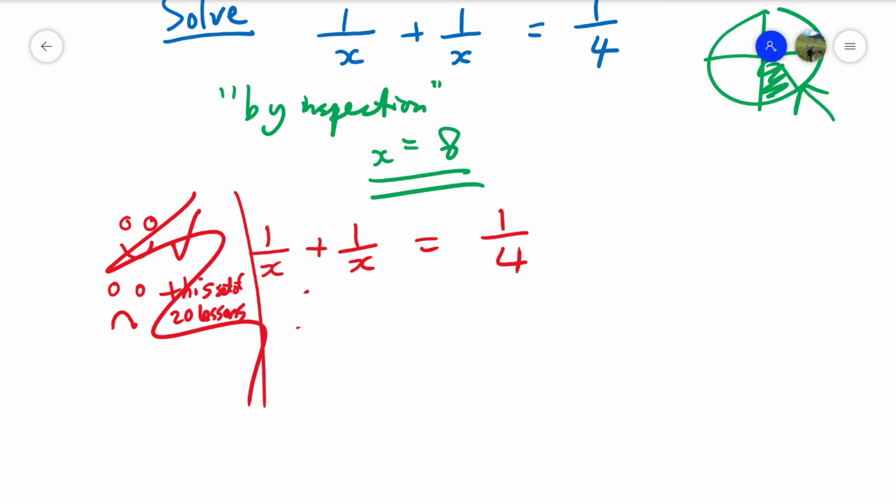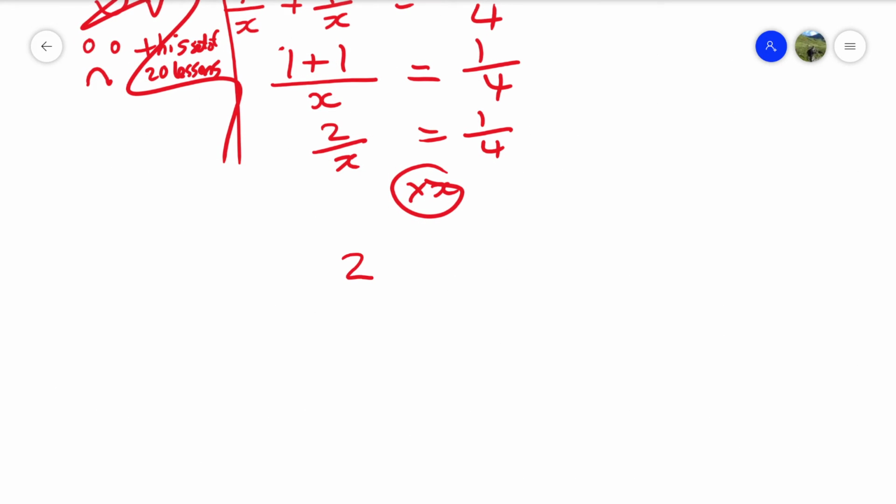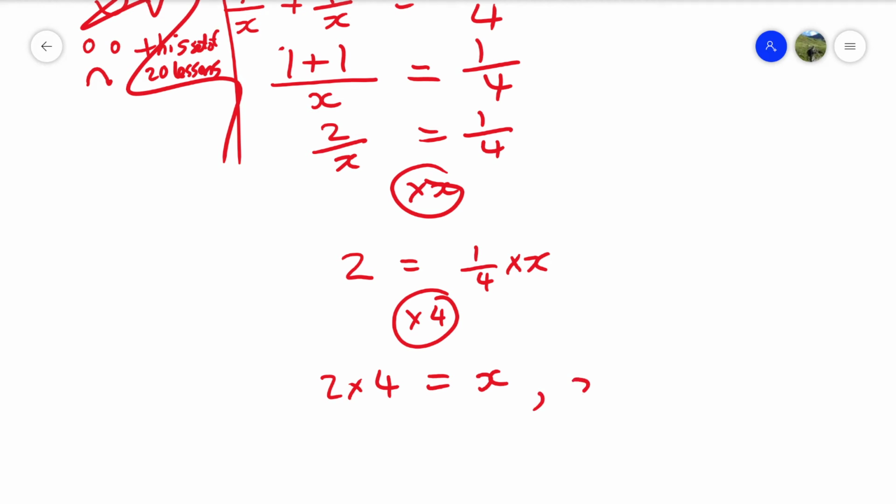So instead, let's say, oh, well, they've both got the same common denominator, so I can just add them up like that. That's the way of thinking about it, doing it a bit more thoroughly. So that makes 2 over x equals 1 over 4. Now I'm going to times by x, which gives me 2 equals 1/4 times x. Now I'm going to times by 4, which will give me 2 times 4 equals x. So x equals 8. There you go. So you could have done it with algebra.